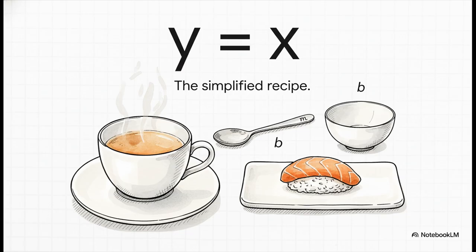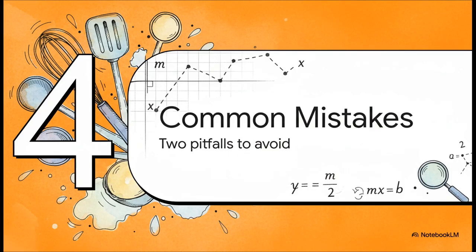It might look really different from the other ones, but believe it or not, it was made with the exact same recipe. Now, even with the simplest recipe, things can sometimes go a little wrong in the kitchen. So let's look at the 2 most common mishaps people run into so you'll know exactly how to avoid them.